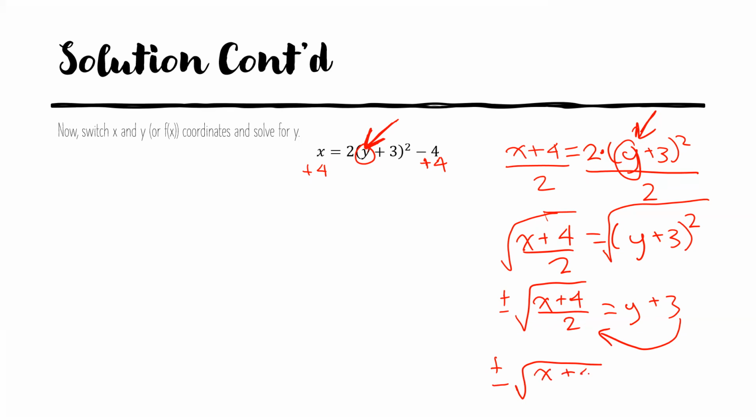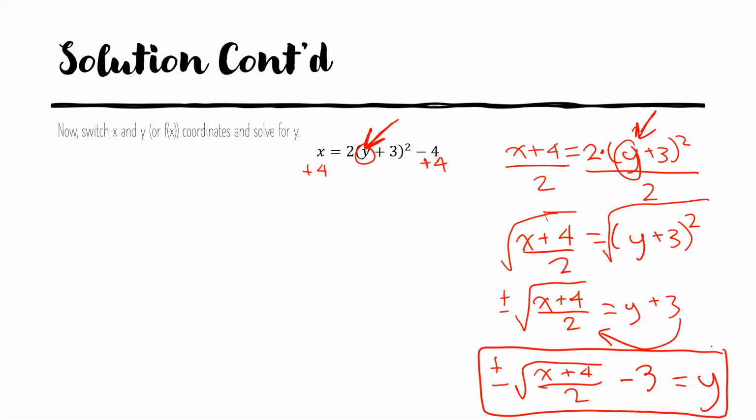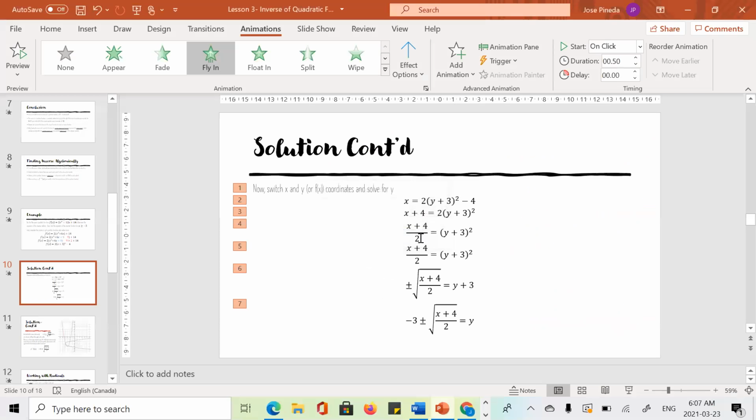And now I end up with the whole entire expression that I want. So we have the positive or negative square root of x plus 4 over 2, and we are simply going to subtract off the 3, and then we end up with y by itself. And now that y is by itself, we're not going to write y, we're going to write f inverse. So I'm just showing the steps there once again. So again, we simply added the 4 to both sides.